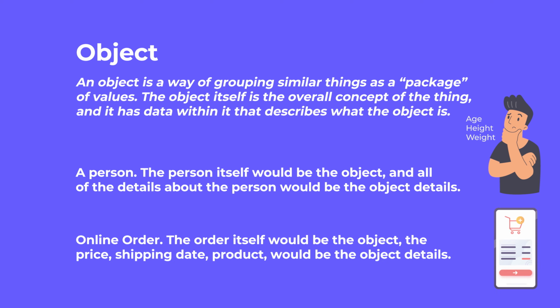In an online order, for example, the order itself would be the object. The price, the shipping date, the products themselves, those would be the object details. And we're going to explain what those things are right now. So an object is defined by the opening curly brace and the closing curly brace that you see here. And an object has key-value pairs. What that means is, as we see here in this code, the name part, that's the key, and the value is my name. So we have a key and a value.